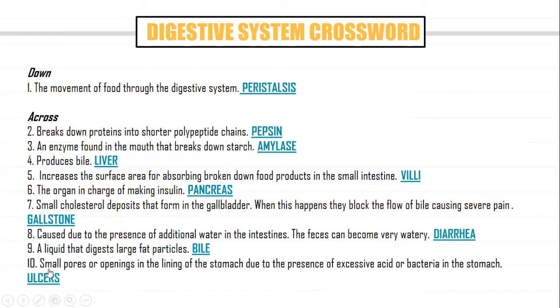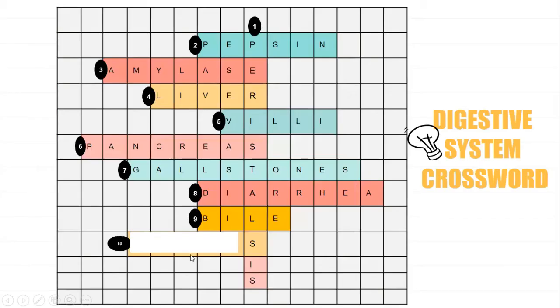Number 10, it's small pores or openings in the lining of the stomach due to the presence of excessive acid or bacteria in the stomach. So the answer is ulcers.